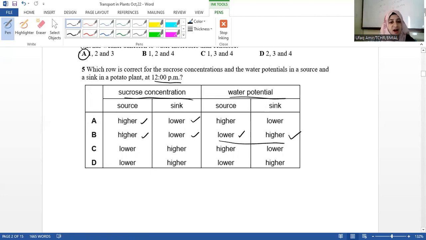And why have you made it higher and lower at night time? Because at that time all the activities are going at a low rate. That's why the sucrose, wherever it is, will remain there and is not going to be transported to the sink.